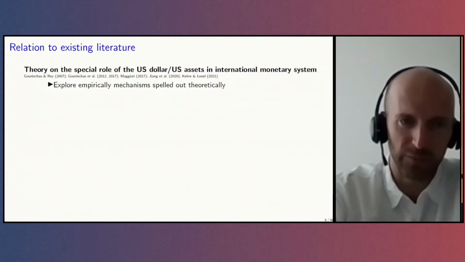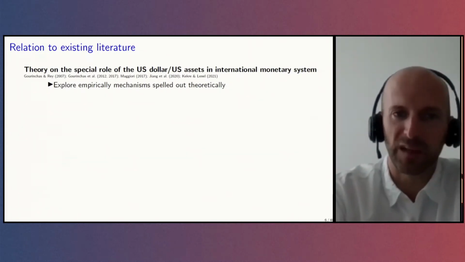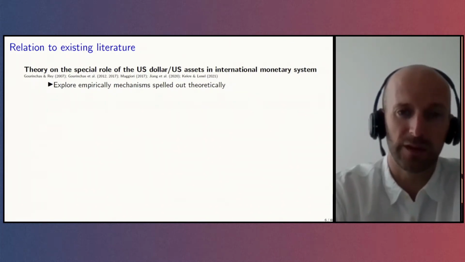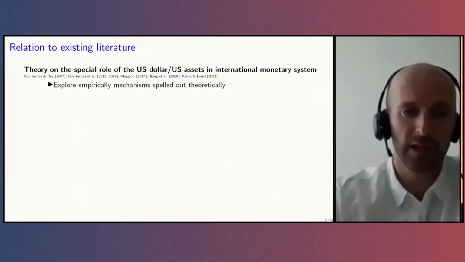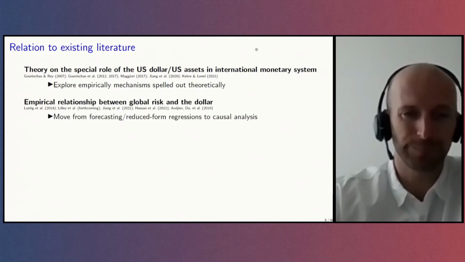So especially we look at the effects of capital flows, cross-border bank credit, risk premia, convenience yields, foreign holdings of Treasury assets that has been spelled out theoretically in this literature. And so I think we provide some evidence of which of the mechanisms is empirically valid and relevant and which maybe not.